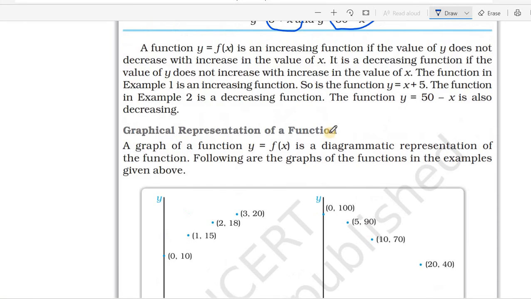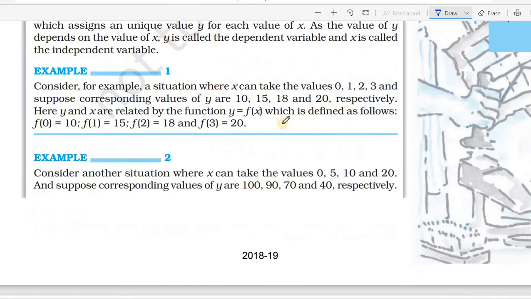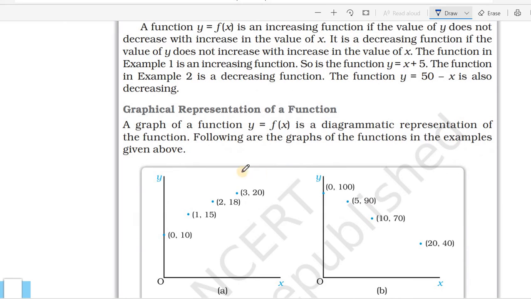We can mention these values in a diagram. You can see these points. Here it is 0, 10, and here, these are the two variables, price and quantity. You can see 0 and 10, 1 and 15, 2 and 18, 3 and 20. Here you can see that this function is increasing, from this point to this point. This is an increasing function.